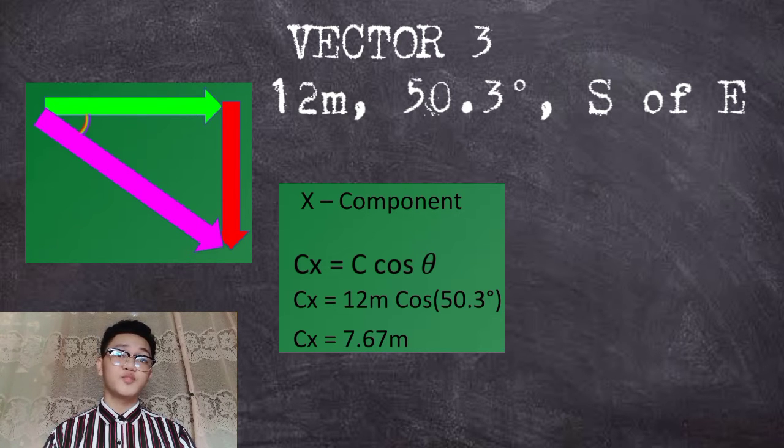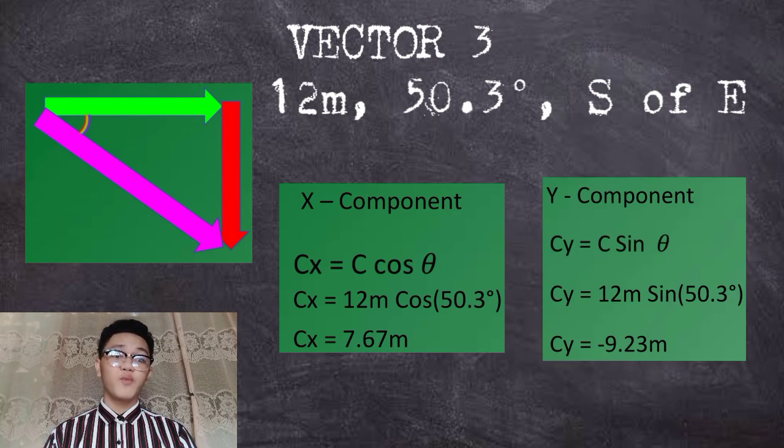For the y component, we will use the equation cy is equal to c sine theta. By substituting, cy is equal to 12 meters sine 50.3 degrees. And for the final answer, we have cy is equal to negative 9.23 meters.